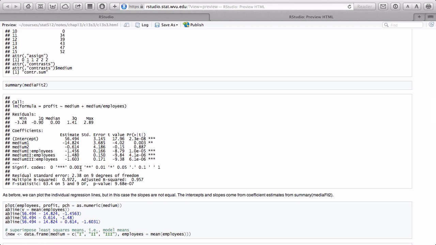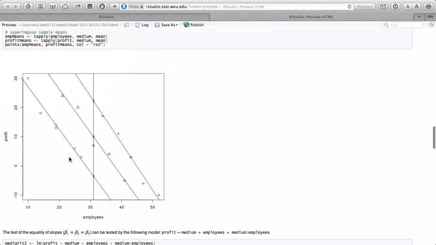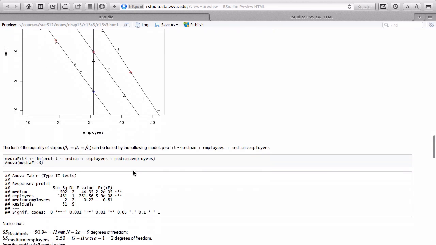Now, what I did down here, and I've talked about this before, so I won't go through it again, I'm just showing you how to get this graph. And again, these lines are not parallel. This one is dropping off a little more quickly, as you can see.